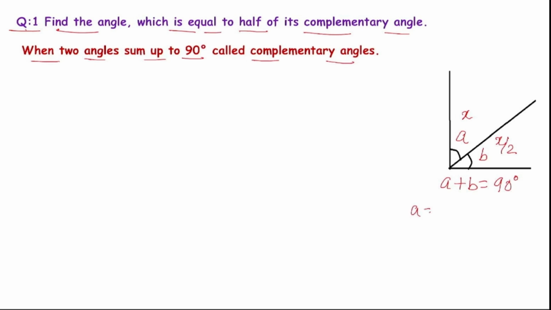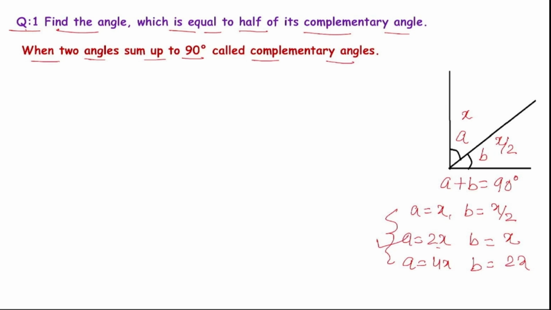So if A we take X, B we take X over 2. If A equals 2X, B will be half of A, which is X. If A is 4X, B will be 2X. So any pair we can take from this. I would prefer to take A equals 2X, so B will be X.